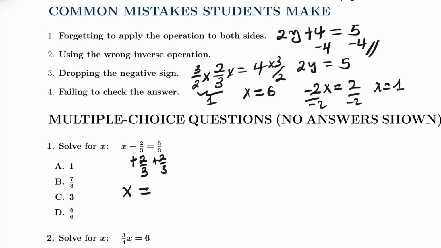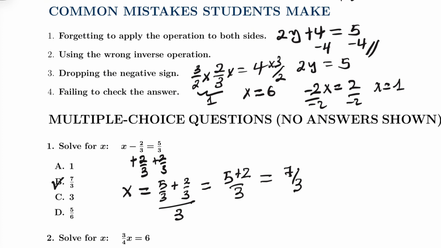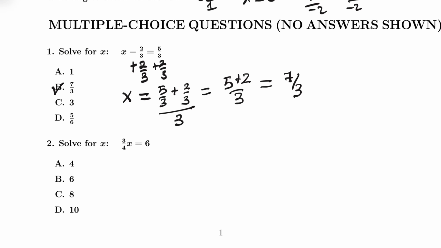This is equal to, now we have 5 over 3 plus 2 over 3. Since the denominator is the same, the result is just going to keep 3 as the denominator. So we have 5 plus 2 over 3, which is equal to 7 over 3, right? So you see that the answer here is B. Perfect. Let's go ahead and look at this other problem.